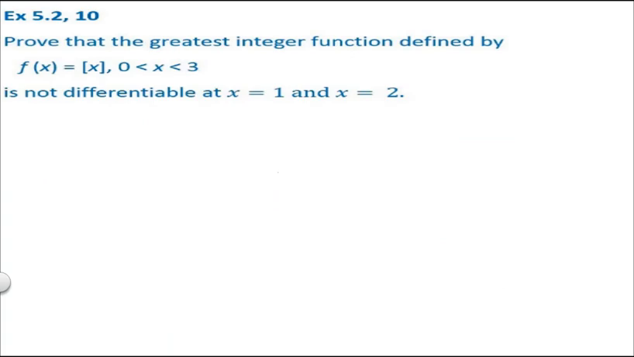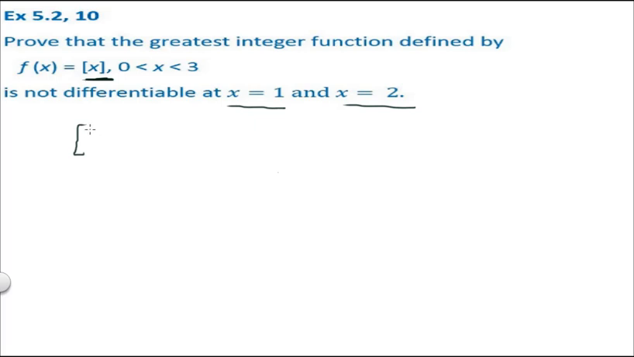Now let me explain the next question, which is important and related to the greatest integer function. Here the function that is given to you is the greatest integer function, as we have already discussed in another lecture. Now they are asking you to prove that this is not differentiable at x equals 1 or x equals 2. The only thing to keep in mind is this; I'll just give the example, the rest you can solve yourself.